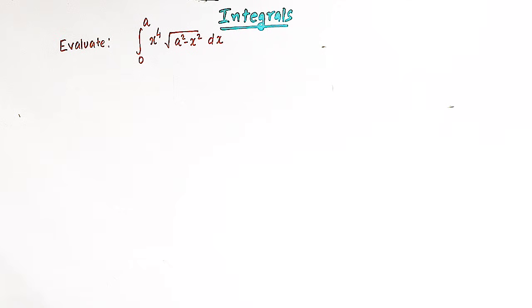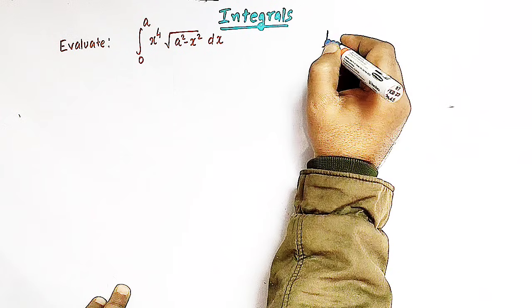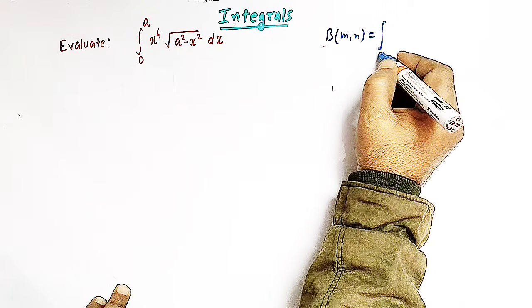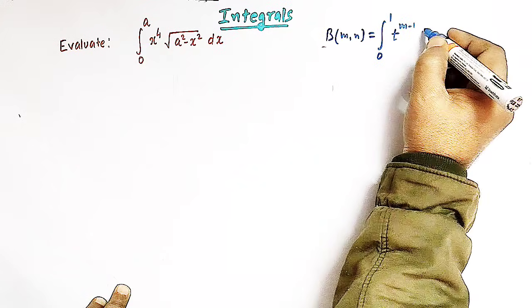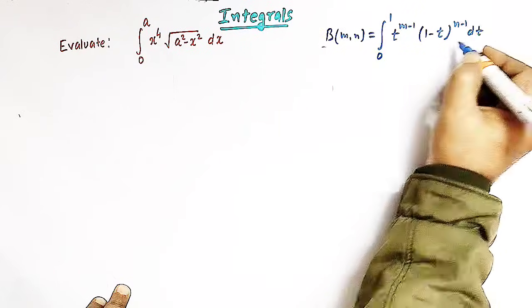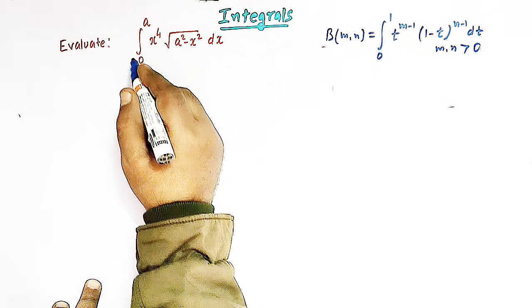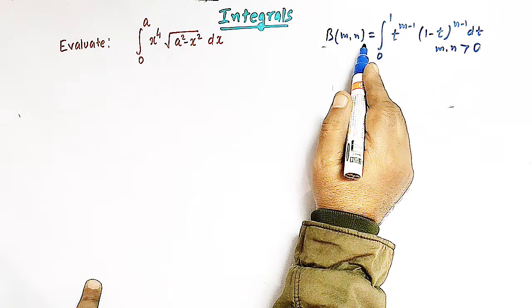First of all, we'll apply the method of substitution. Applying the method of substitution reduces this integral into the beta function, that is beta(m, n), which is defined by this integral, 0 to 1, t raised to m minus 1 times 1 minus t raised to n minus 1 dt, where m and n are greater than 0. So by the method of substitution we'll first reduce this integral to the beta function.